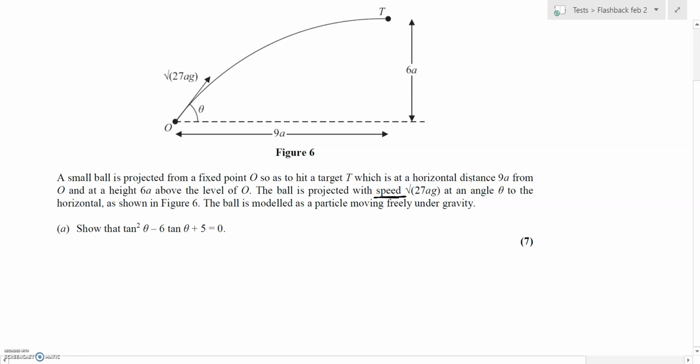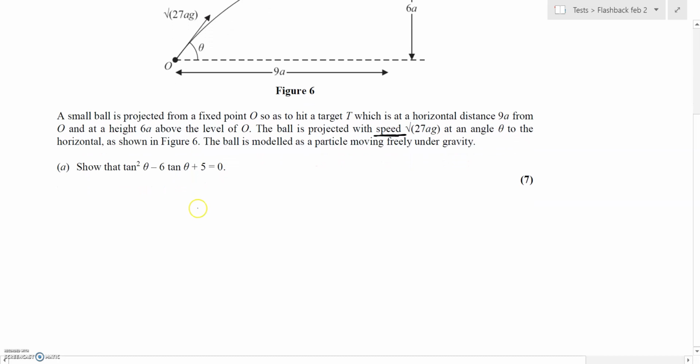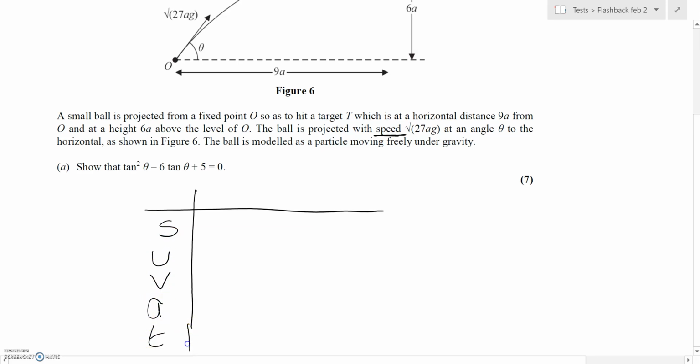Right, and we've been asked to show that tan squared theta minus 6 tan theta plus 5 is equal to 0. Right, so this is a projectiles question. So the first thing you should do with a projectiles question is write down all the information you have. So SUVAT, and I'm going to take towards the right as positive and upwards as positive. So I've put those arrows in.